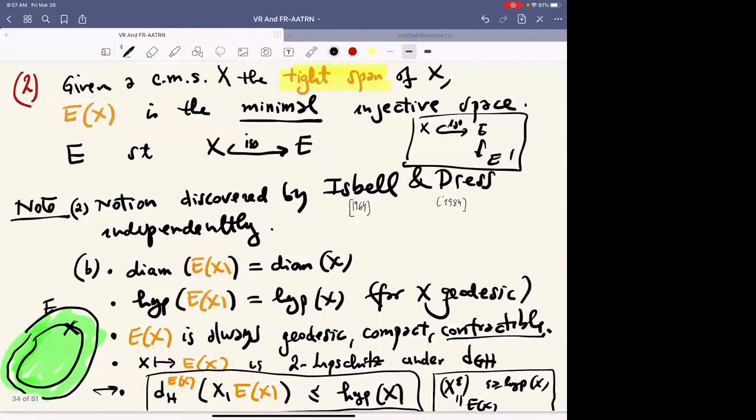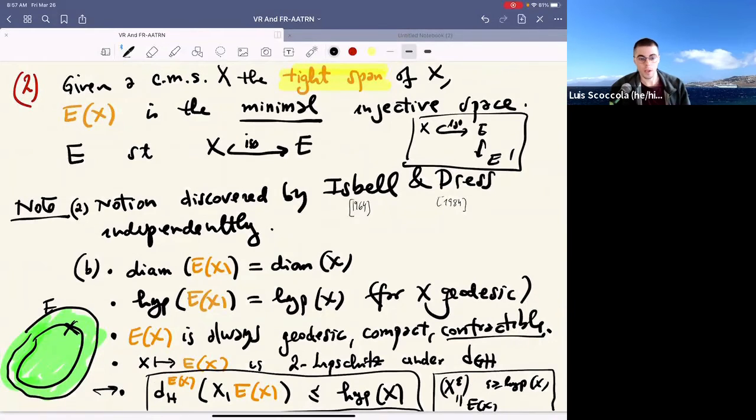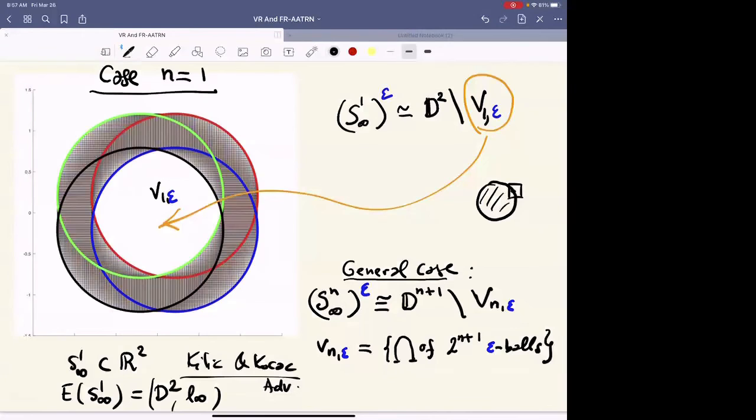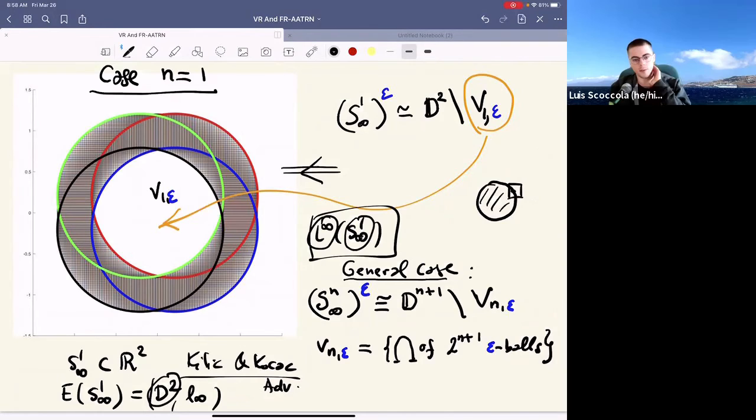Does that go in the direction that you wanted, Luis? That's a great application. That's exactly the kind of thing that I have in mind. This one is also an application of that. The calculation can be done in the tight span and not in the whole L infinity of S1. If you had to study the epsilon thickenings inside of that, of course, you have an infinite dimensional space, but the fact that we know that the tight span of S1 is exactly D2 makes a geometric approach possible. Right, right.